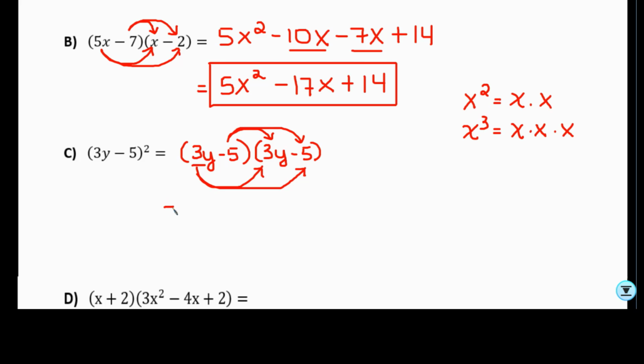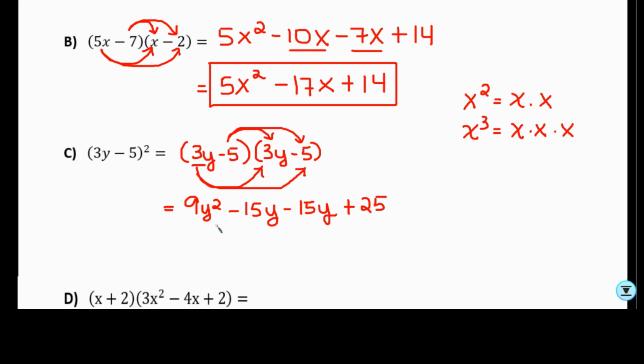So now we're going to get 3y times 3y is 9y squared. And then 3y times negative 5 gives us negative 15y. Negative 5 times 3y gives us negative 15y. And negative 5 times negative 5 gives us positive 25.